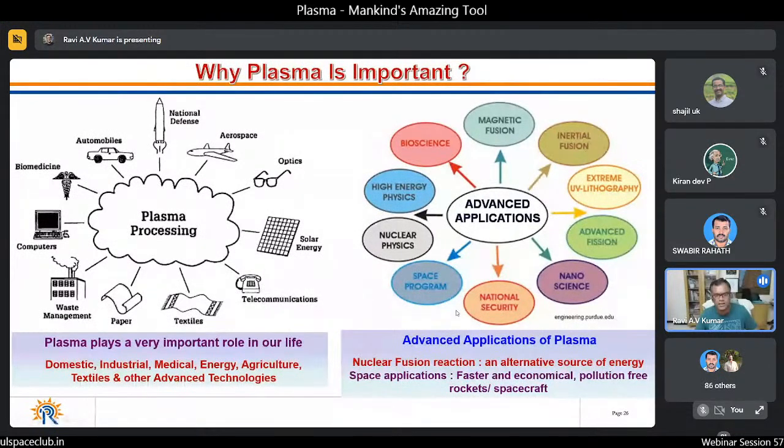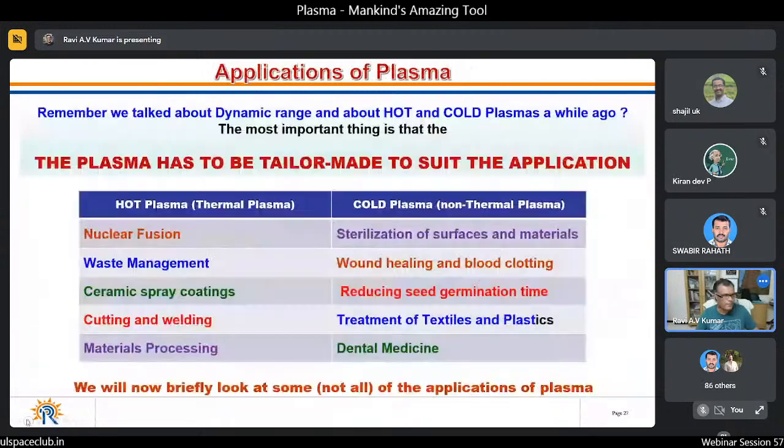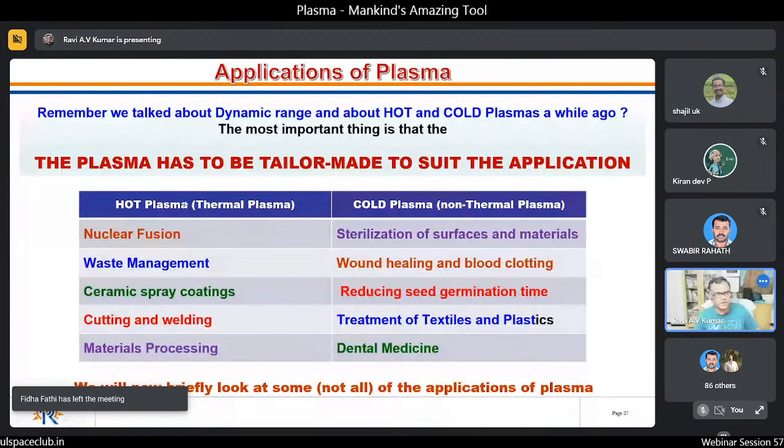And of course, there are extremely high advanced applications, which I will not be talking about now. I will confine myself to plasma applications which affect our day-to-day life. Now, as I said, remember we talked about the dynamic range, about hot and cold plasma, a few slides before. Now that is important because plasma has to be tailor-made to suit the application that you want to use. So let's take, for example, hot plasma and cold plasma.